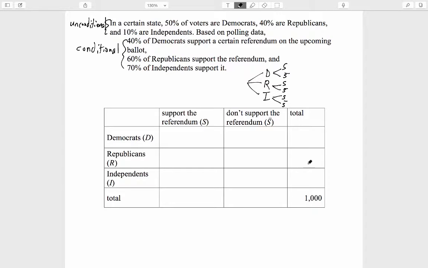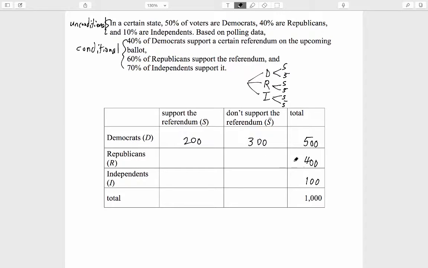Out of 1,000 voters total, that means 500 of them in an ideal dataset are Democrats. Similarly, 40% of all the voters are Republicans, and 10% of all the voters in this state are Independents. So we can fill in this column of totals, and working from there, we can now apply the conditional information. 40% of Democrats, 40% of these 500 voters support the referendum. 40% of 500 equals 200. That means that the other 300 Democrats do not support the referendum.